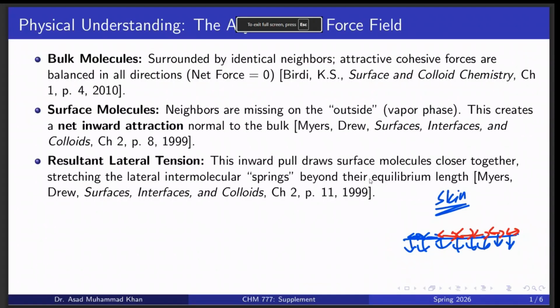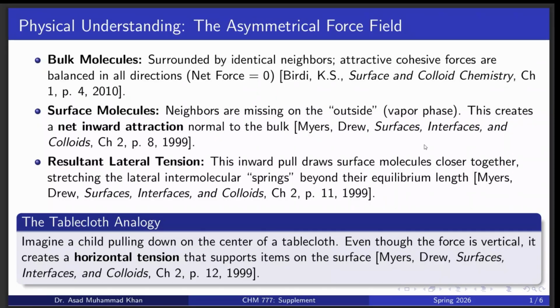So imagine a child pulling down the center of a tablecloth. Even though the force is vertical, it creates a horizontal tension that supports items on the surface.